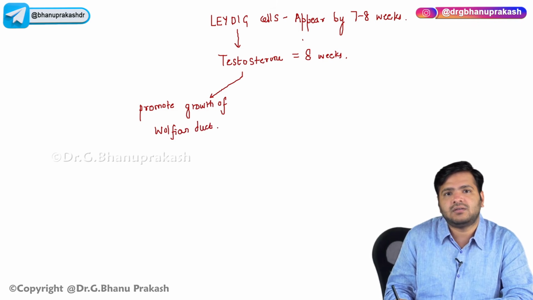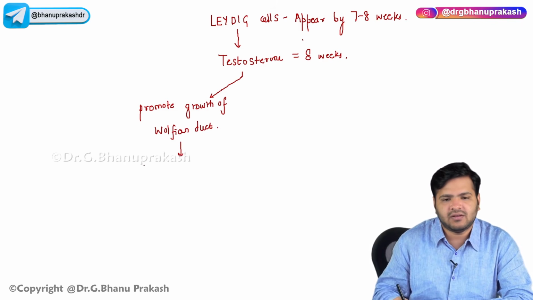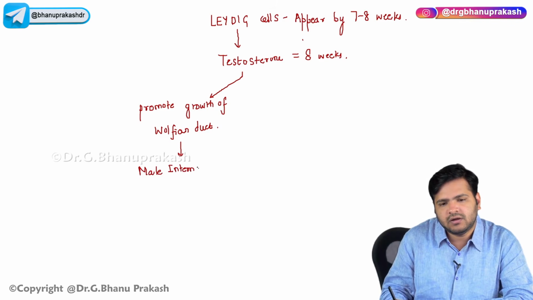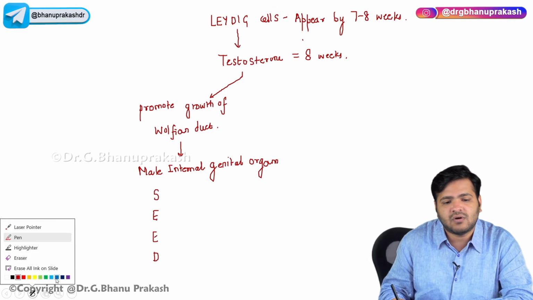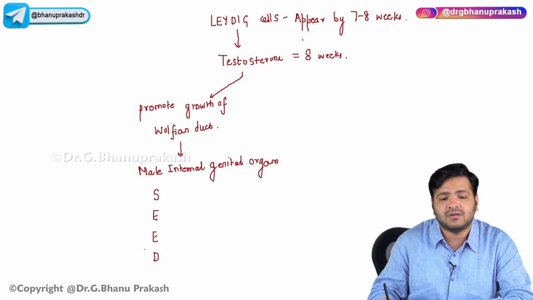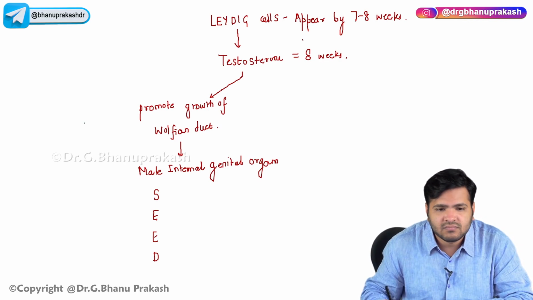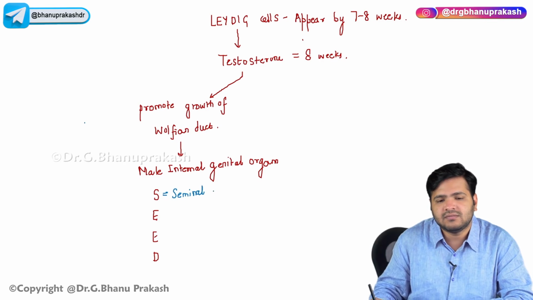And this Wolffian duct, what will it lead to? It will lead to the formation of male internal genital organs, and that you can remember with the help of the mnemonic SEED. And what are those organs? Remember, S stands for seminal vesicles.